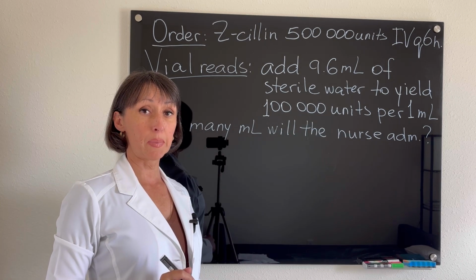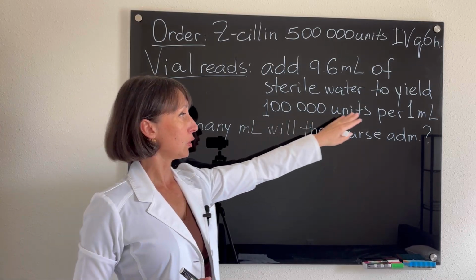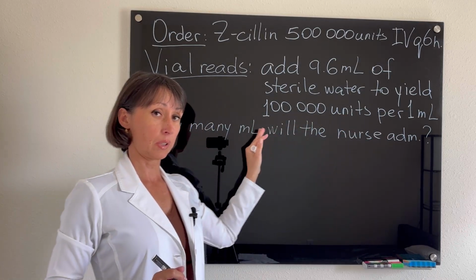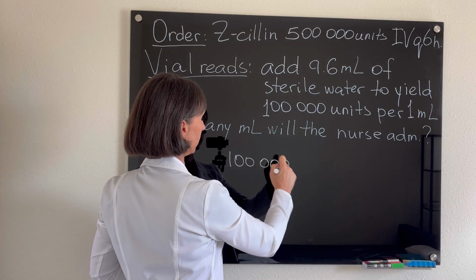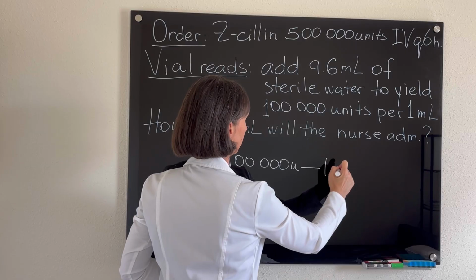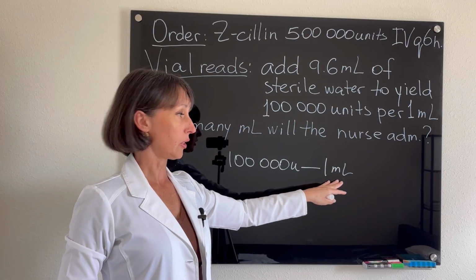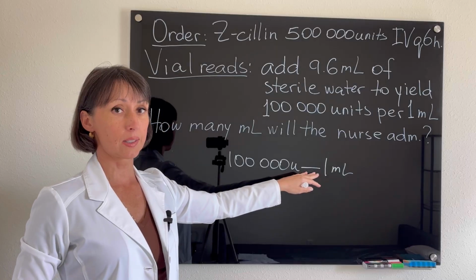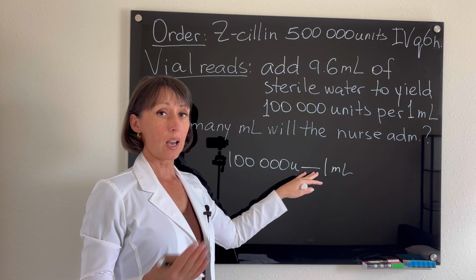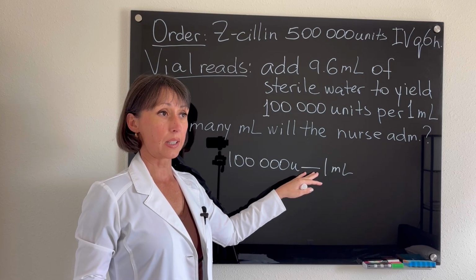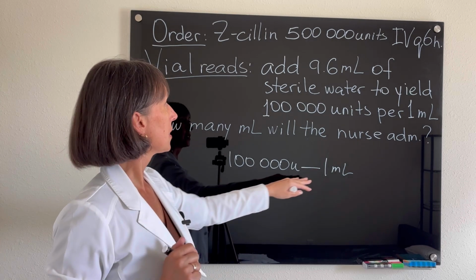Using our DKP method, we're going to write, first, what do we know? 100,000 units is 1 milliliter. I'm going to write it just like that. This is my "is" line. It's not necessarily equals, and you will see in other problems as we go that it's not going to be the same as to say it equals to. It's just is. It is what it is.